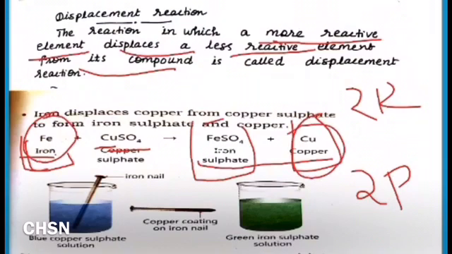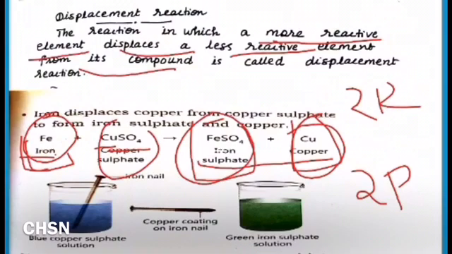One reactant and one product will be in free elemental state. It should be a free element, and the remaining other reactant and other product will be in compound form. So this will be the general form of a displacement reaction. Now what is the condition required for a displacement reaction? There should be a difference in reactivities. Difference in reactivities means a more reactive element can displace a less reactive element from its compound.